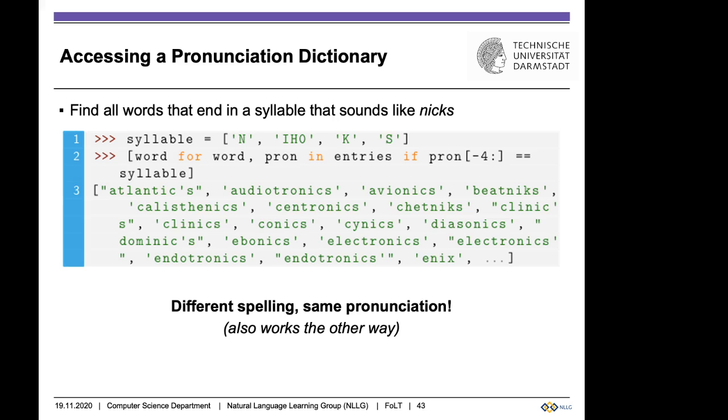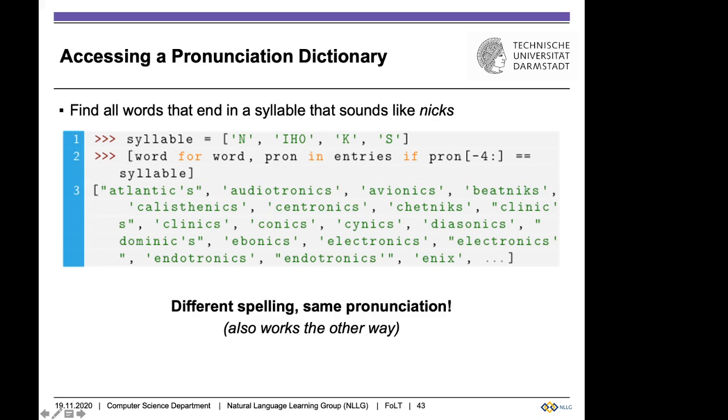Also, we can find all the words that end in a list of syllables. For example, first we create a list of syllables, and then we iterate over every word and pronunciation in the dictionary. Then we check if the last four phones of the pronunciation for every word are equal to the list of syllables that we specified. If so, we will get the word.